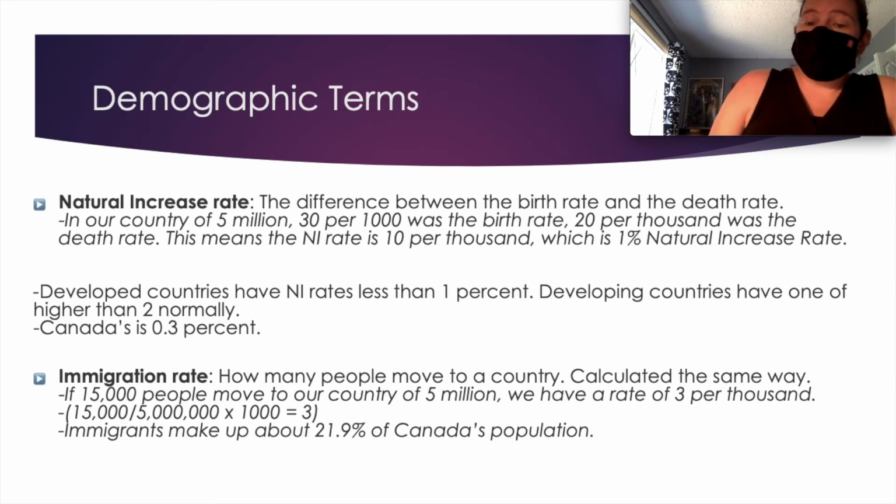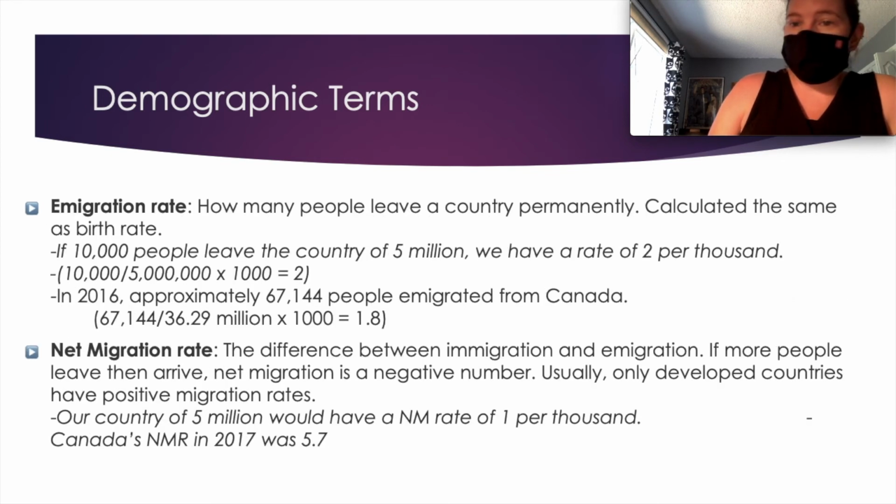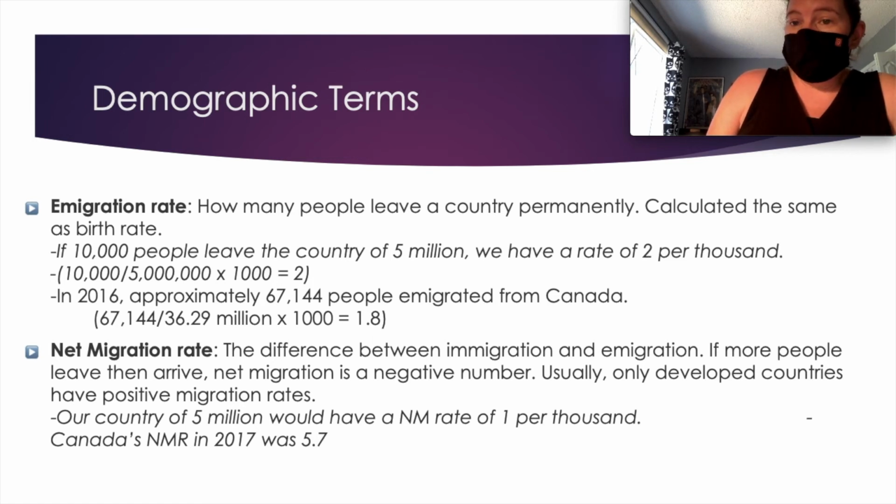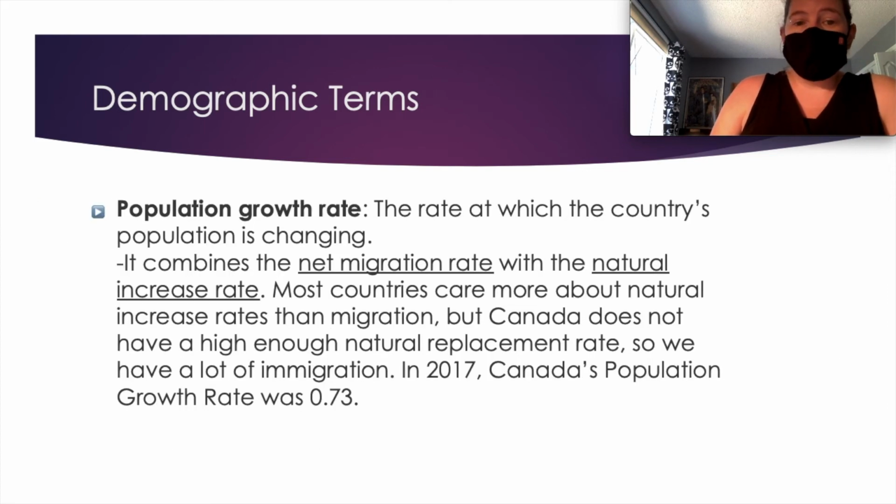The immigration rate is very similar: the number of immigrants divided by the population times 1,000. Emigration is the same thing. Emigration is leaving the country. Immigration is coming to the country. Then the net migration rate is the subtraction of the emigrants from the immigrants. The population growth rate, the rate at which a country's population is changing, combines the net migration rate and the natural increase rate. Most countries care more about the natural increase rate than the migration rate, but Canada does not have a high enough natural replacement rate, so we have a lot of immigration.